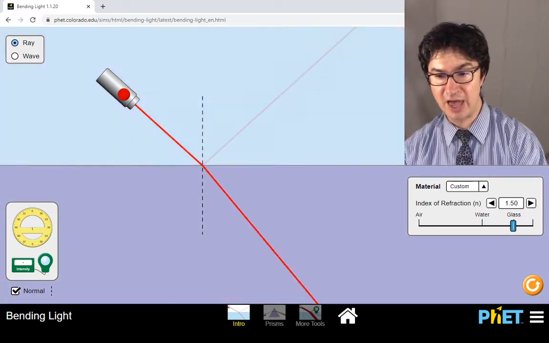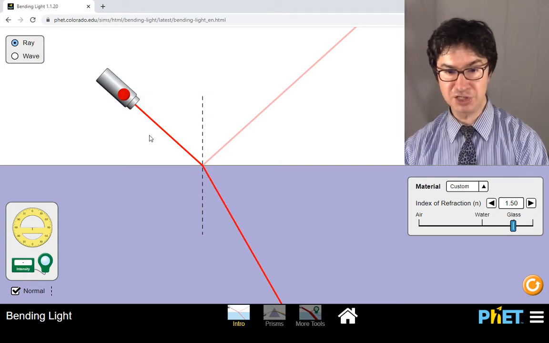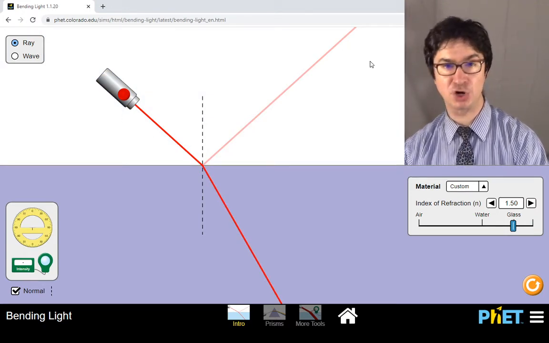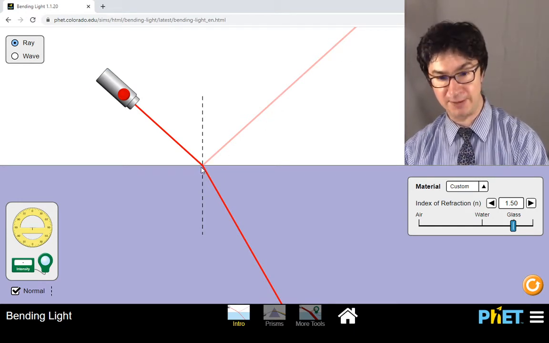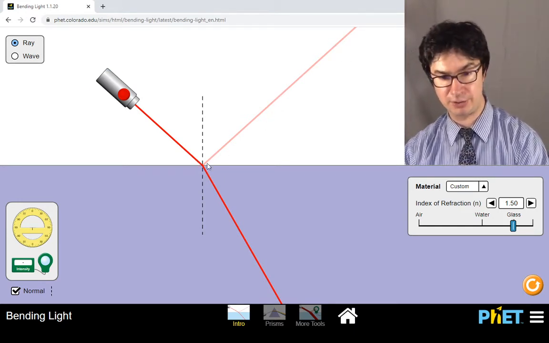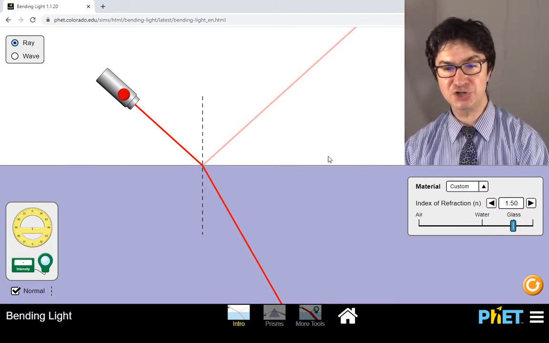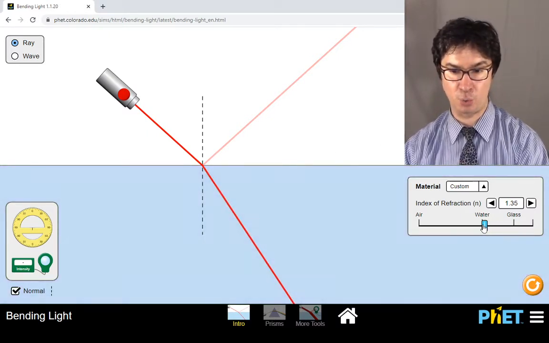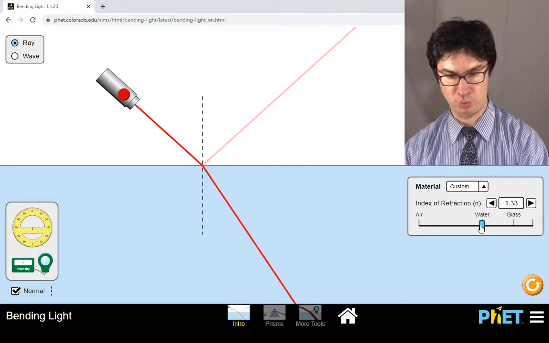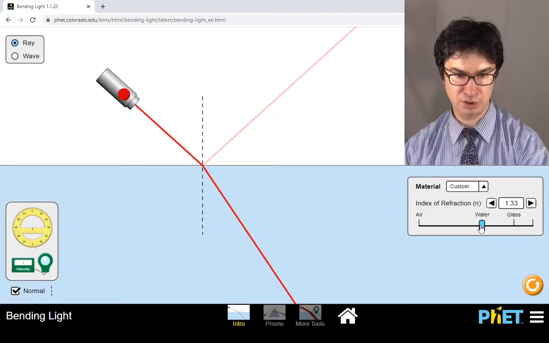But if I go air into glass, you can see some of that light bounces off and it reflects according to the law of reflection at the same angle, right? But some of it passes through the boundary into the material and it bends, okay? So these indices of refraction have to be different. So going air into glass will have a bending, just like air into water will have a bending as well. All right, very good.